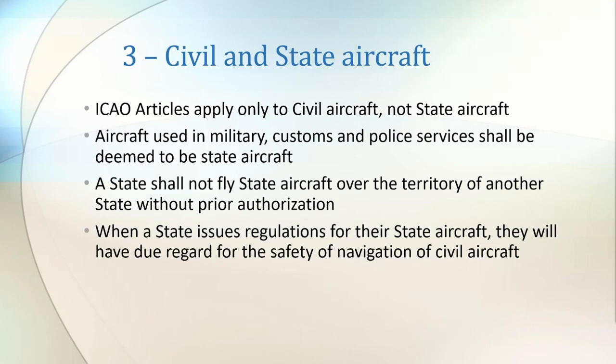Article 3 states that the ICAO articles are only applicable to civil aviation. It also defines state aircraft. This term captures all military and emergency service aircraft. It defines that state aircraft cannot fly over the territory of other states without prior authorization by that state. This is important as this is not required by civil aircraft. Finally, it mentions that states should consider the safety of civil aircraft navigating their airspace when regulating state aircraft. This covers things like the definition of restricted military airspace.